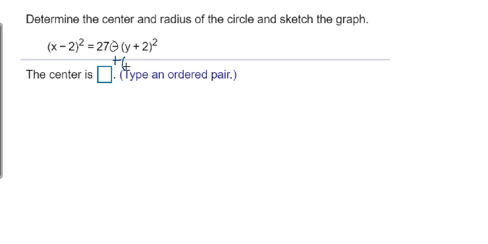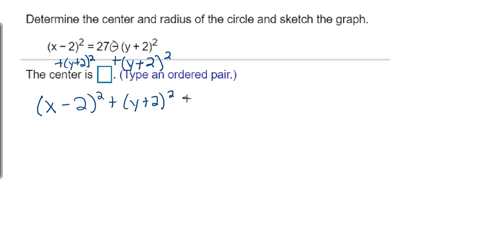Some students will make the mistake of putting y minus 2 here to do the opposite sign of plus 2, but you actually don't want to change that. You're doing the opposite sign here, and then this should just stay the same. So we're going to do y plus 2 squared, add that to the other side. So we're going to add the y plus 2 squared over to here. So our equation becomes x minus 2 squared plus y plus 2 squared equals 27.